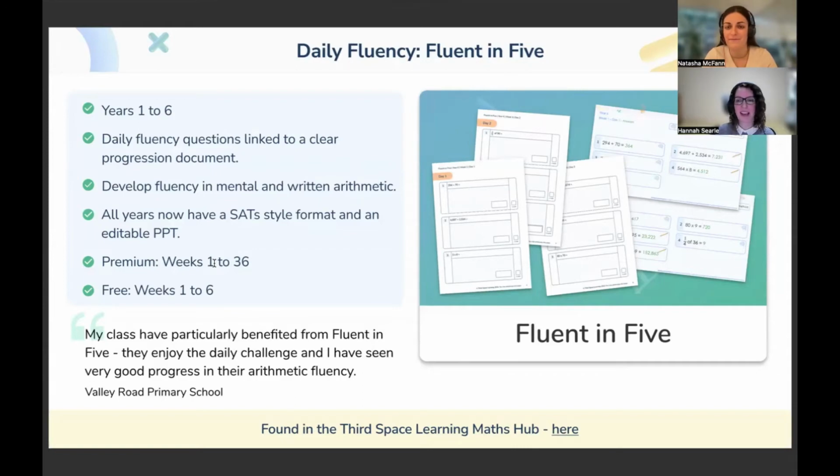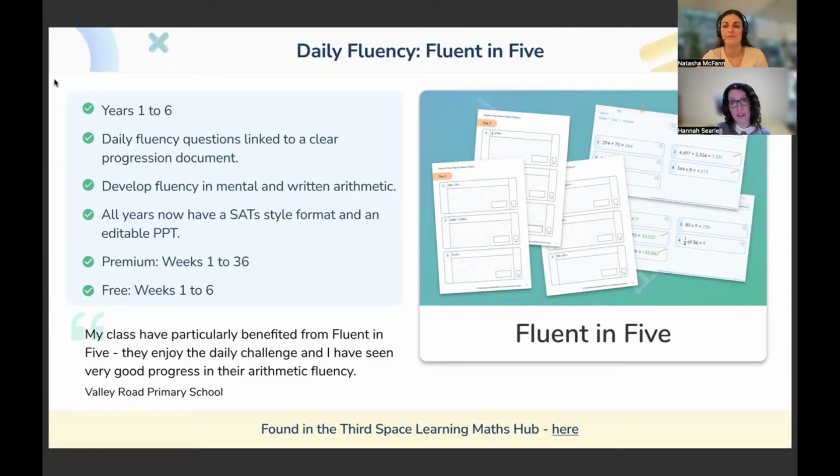Fluent in Five is a fantastic resource, in my opinion. You'll probably hear that a lot, but I really do think that all of our resources are fantastic. Fluent in Five is for years 1 to 6. It is our arithmetic resource. If you have used it before, you can see from the picture on the screen that it has had a bit of a facelift. One of the major things we've done in the update is add an editable PowerPoint for every single year group, and we have also got a SAT style, test style PDF for every single year group, which is really good because it gives you the option of how you want to present it to your class, to your pupils.